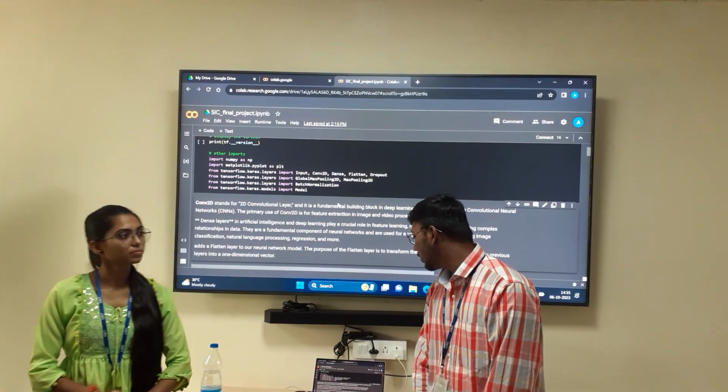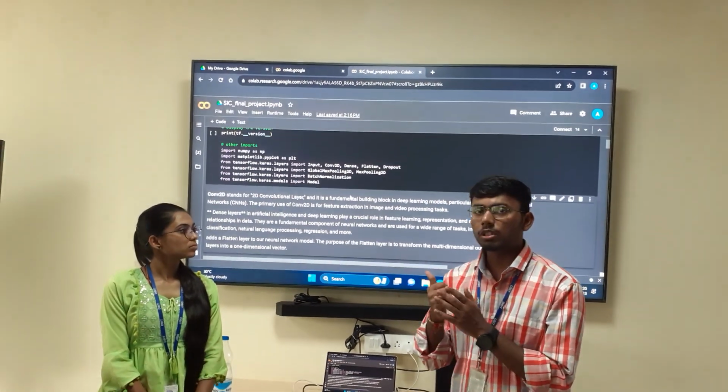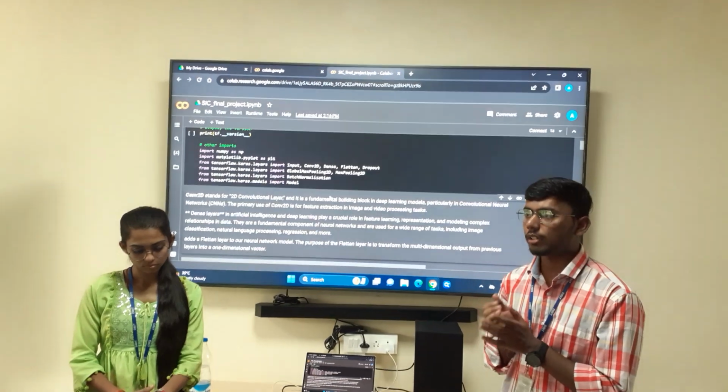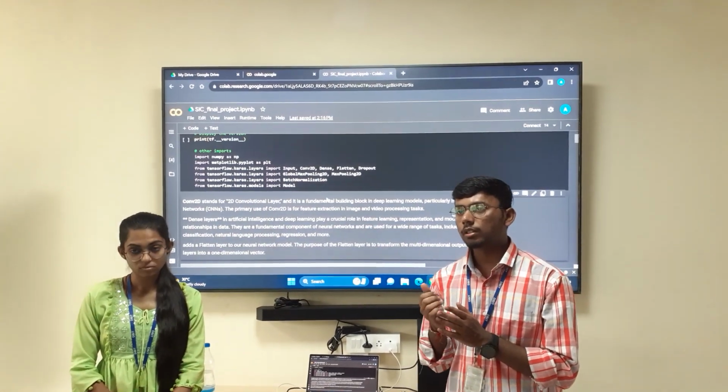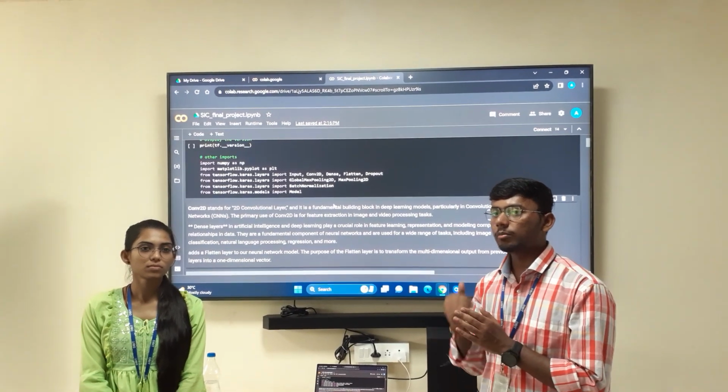With the help of this, we can gather all the information. Basically, what is our project? Our project is about image classification, and by using the convolutional layer, we can extract all the features of the image, what the image is.